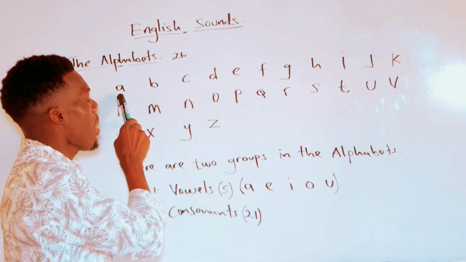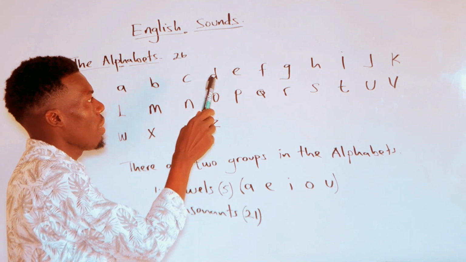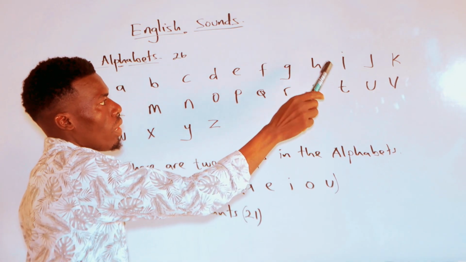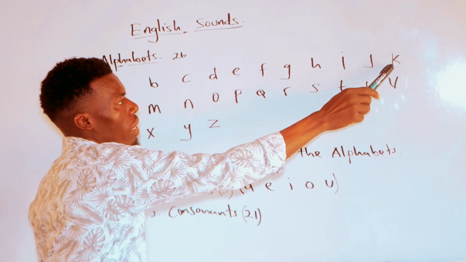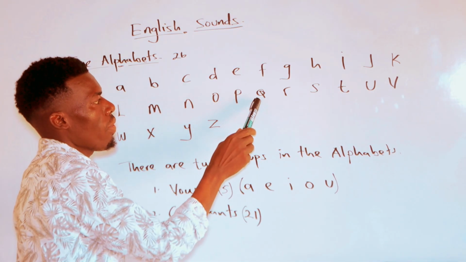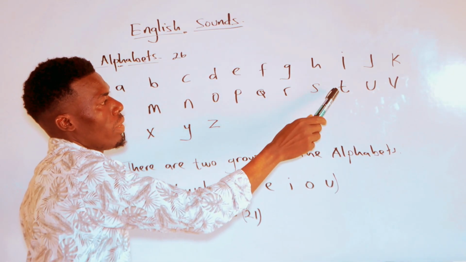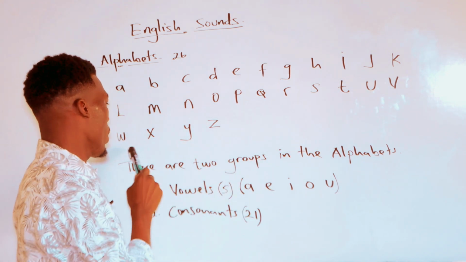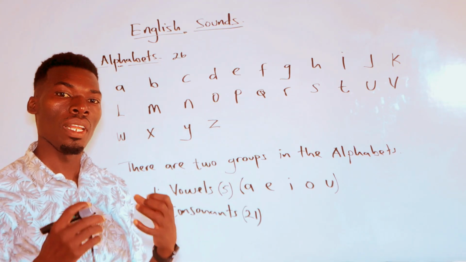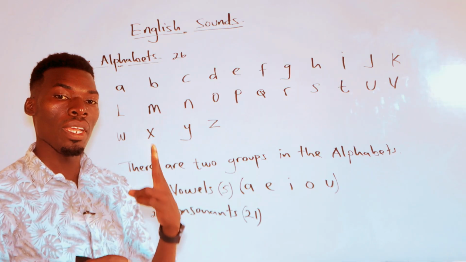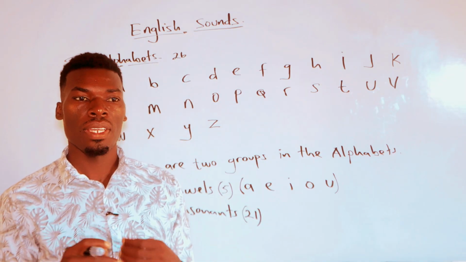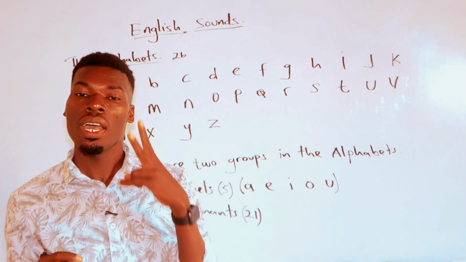The first one is A, B, C, D, E, F, G, H, I, J, K, L, M, N, O, P, Q, R, S, T, U, V, W, X, Y, Z. Those are the alphabet letters in the English language. They are 26.